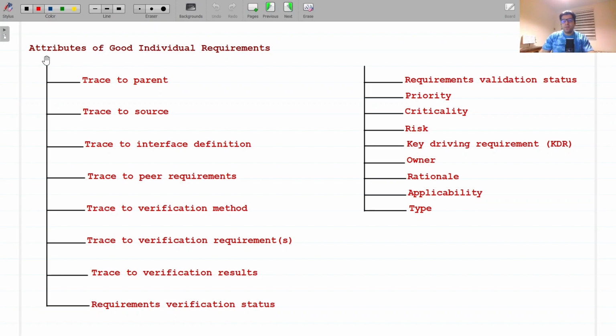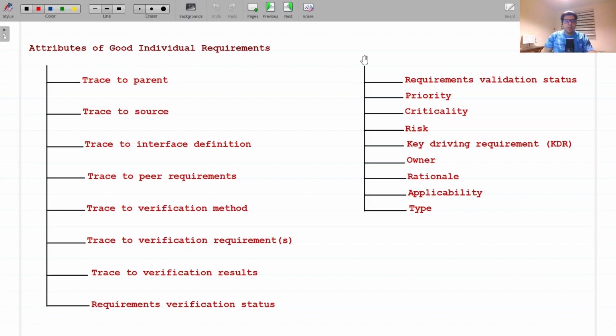Requirements validation status. Requirements validation is the process of ensuring requirements and sets of requirements meet the rules and characteristics in the guide. Some organizations include an attribute field, requirement validated, to indicate whether the individual requirement has been validated.